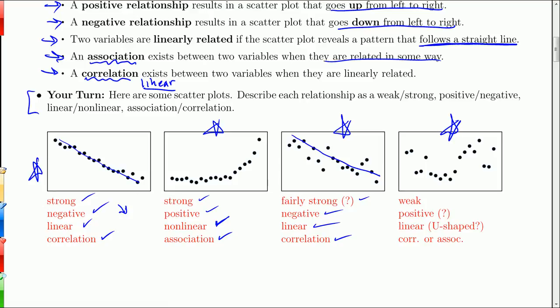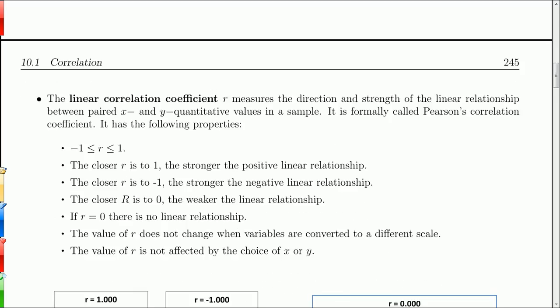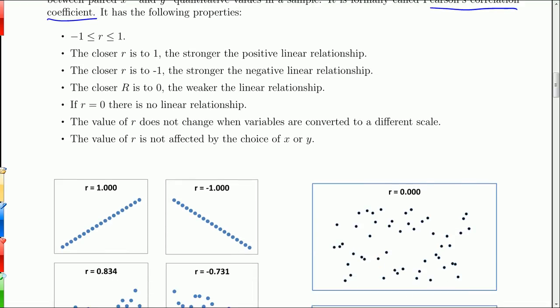And we're going to get into, how do we quantify the strength of a linear relationship? And we do that with the linear correlation coefficient. Right? That's going to tell us how strong a relationship is. It's given the letter R. Formally, it is called Pearson's correlation coefficient. And it has the following properties. R is between -1 and 1. All right? The closer R is to 1, the stronger the positive linear relationship.